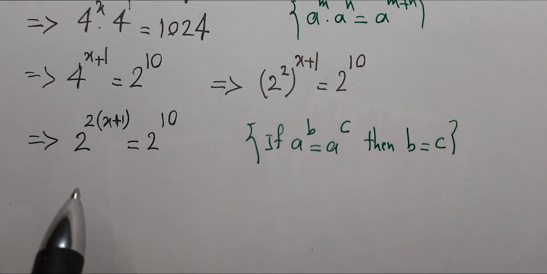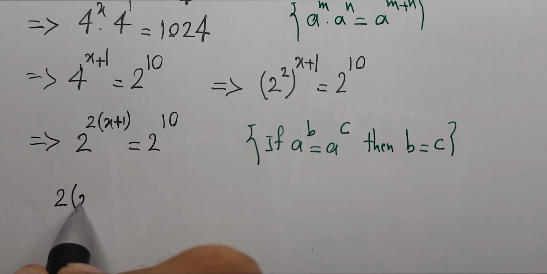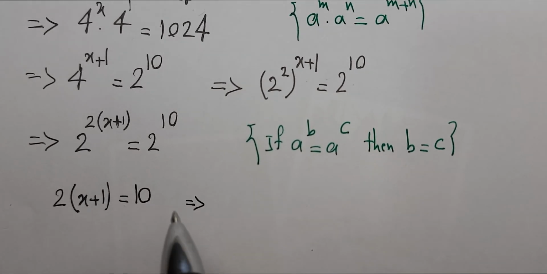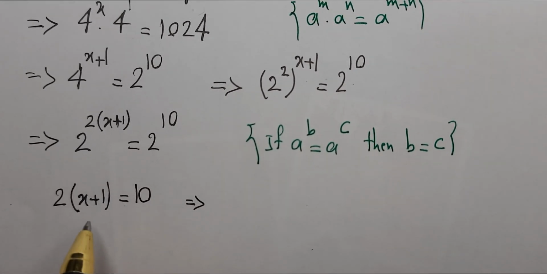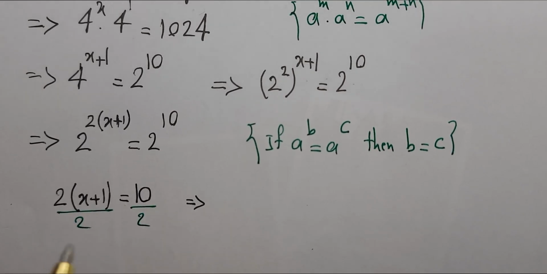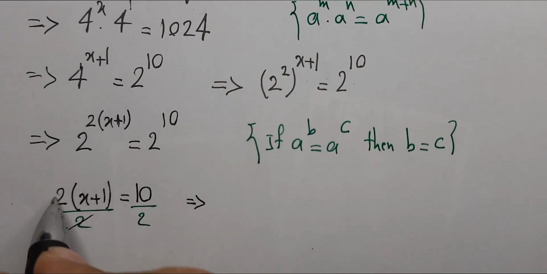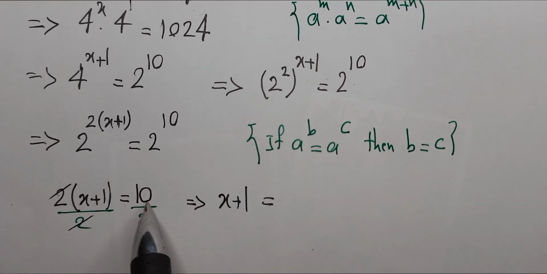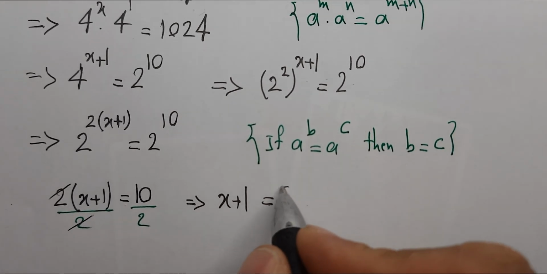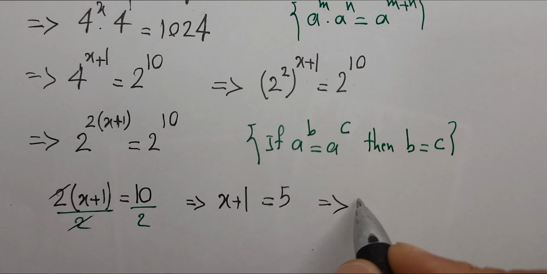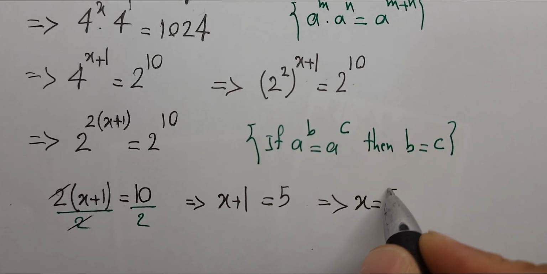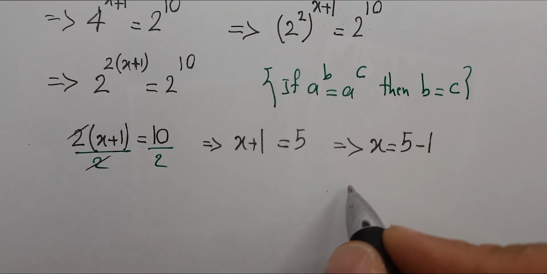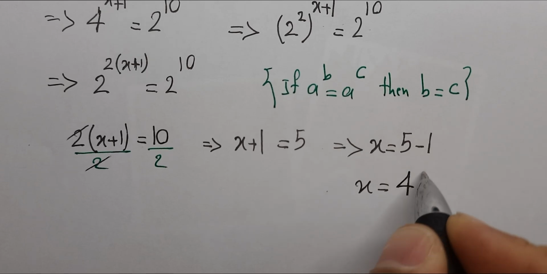According to that, we can write 2 times x plus 1 is equal to 10. Here, we can divide both sides by 2, and on the left side we can cancel out 2. We have x plus 1 on the left side equals 10 over 2, which is 5. Now here, x equals 5 minus 1, and we have x is 4 here.